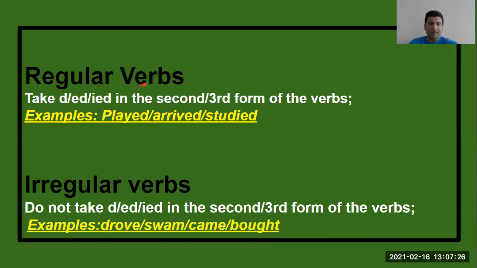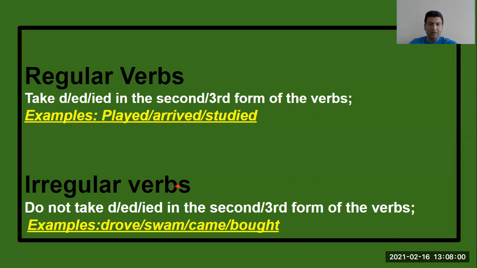So the first one is called regular verbs. Actually, it takes D, ED, or IED in second or third form of words. The examples are played. We find ED here with play. And in arrived, we find D because E is already available with the verb arrive. And finally, we have studied. We removed the Y and we added IED. So regular verbs take D, ED, or IED in second or third form of verbs.